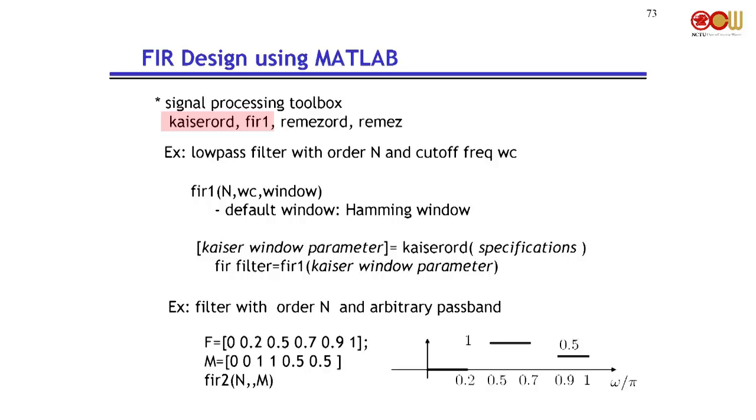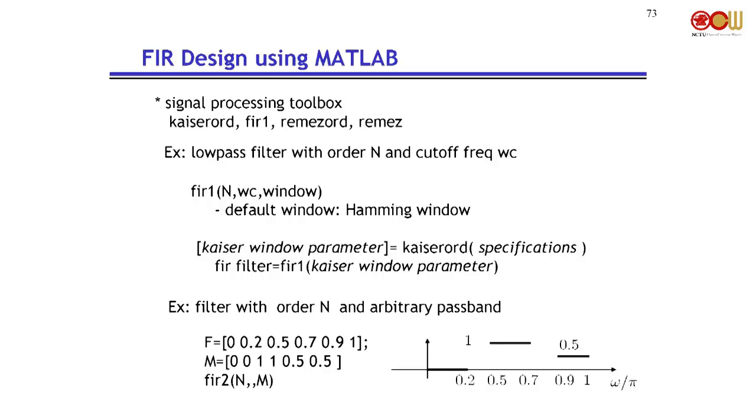Okay. So we have Kaiserord and fir1 that we would use for these two. Kaiserord is the command for estimating the order that we will need with the Kaiser window design. And then fir1 will use the window to design the filter. Okay, that's fir1. And then we also have Remezord. Remez is the Remez exchange. That's the order estimation for the Parks-McClellan algorithm.